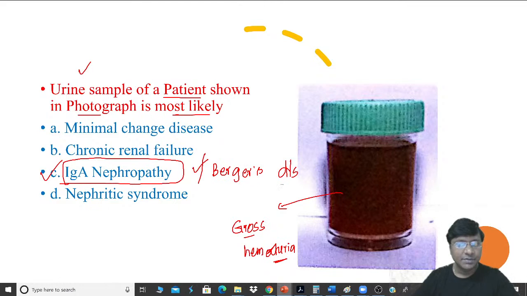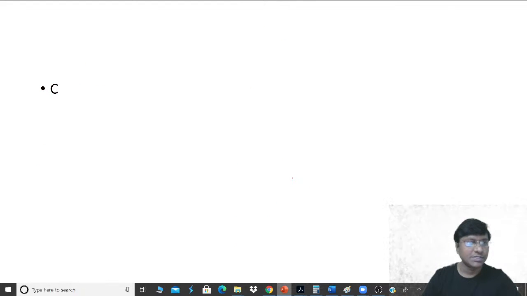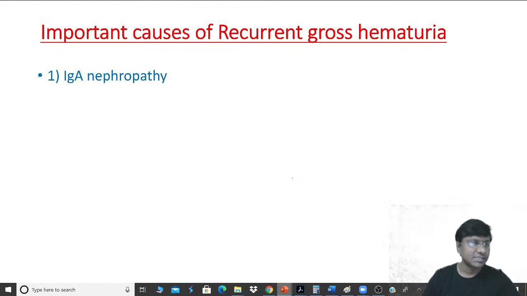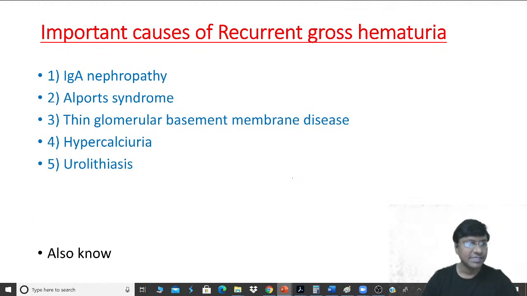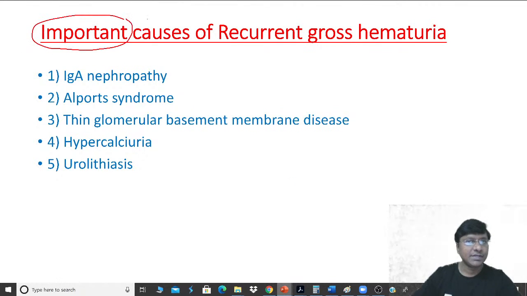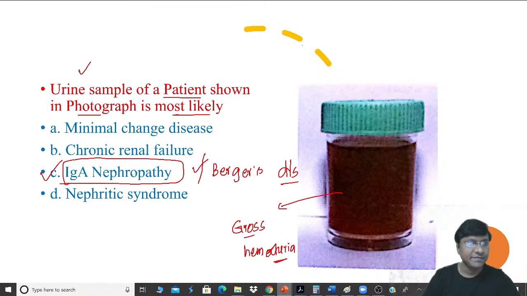Now let me show you all the conditions which will cause gross hematuria. These are all the causes. Number one, IgA nephropathy, which is nothing but Berger's disease. Then Alport syndrome, which is a congenital disorder. Then thin glomerular basement membrane disease, hypercalciuria, urolithiasis. These are all the important causes of recurrent gross hematuria. So please don't make a mistake by saying the answer is nephritic syndrome.